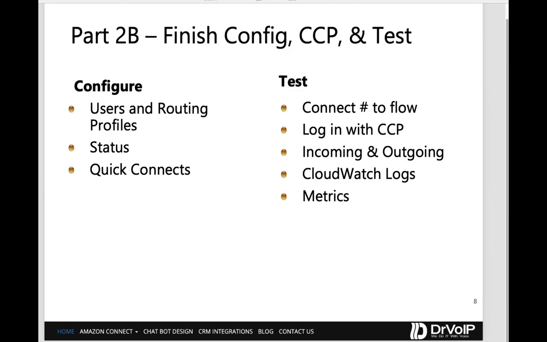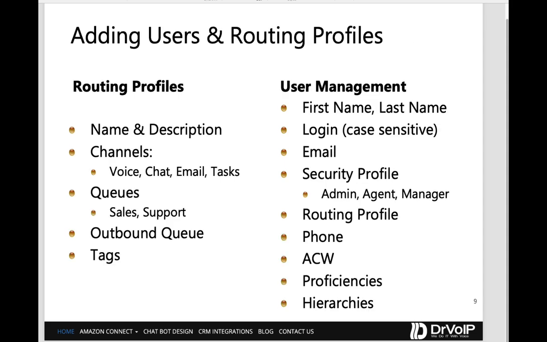So we're going to finish off the configuration. We only have a couple of steps left to go, and then we'll focus on connecting up a phone number, logging in. We'll take a look at the CCP. We'll take a look at CloudWatch and maybe even look at some metrics and reporting. So adding users and routing profiles will be the next configuration activity.